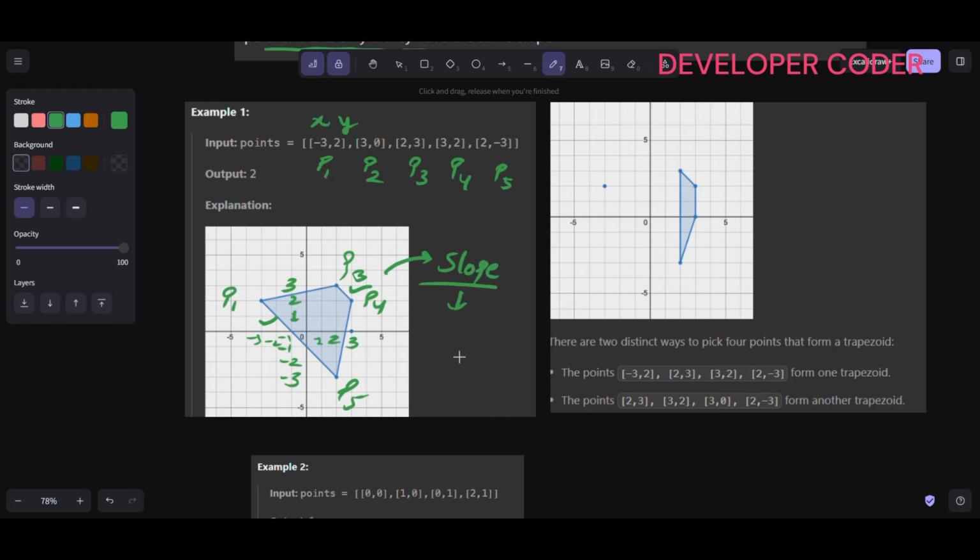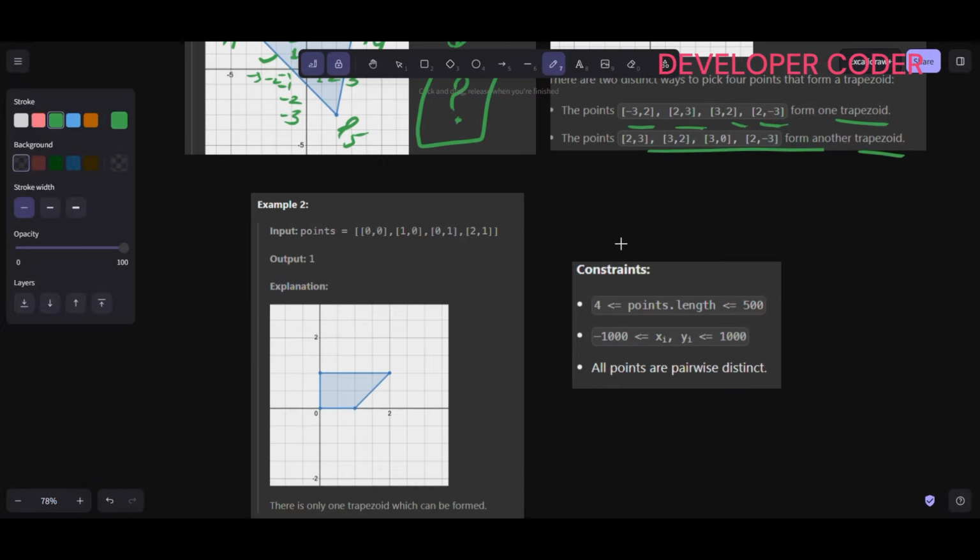Now the question is how we are going to calculate the slope, and what is this slope, how to calculate this, right? So first let's understand this diagram, right? They are parallel, so we are going to discuss what is slope also. Same way here, if you see this and this, both are parallel sides, right? This is also one valid. So output is 2, only these two shapes are valid, right? So the points -3 2, 2 3, 3 2, 2 -3 form one trapezoid, and these points also form another trapezoid. Okay, right? So this is what we need to do, right?